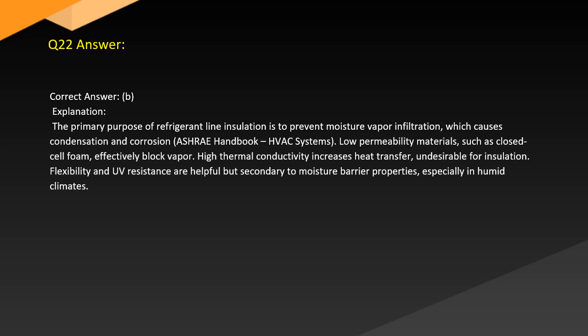The primary purpose of refrigerant line insulation is to prevent moisture vapor infiltration, which causes condensation and corrosion. Per the ASHRAE Handbook, HVAC systems, low permeability materials, such as closed-cell foam, effectively block vapor. High thermal conductivity increases heat transfer, undesirable for insulation. Flexibility and UV resistance are helpful but secondary to moisture barrier properties, especially in humid climates.